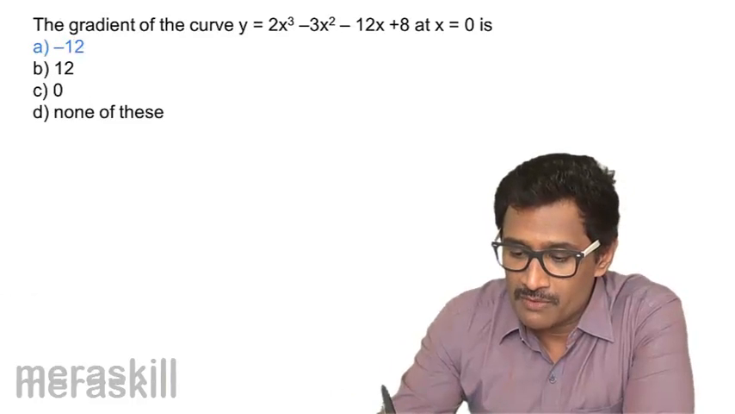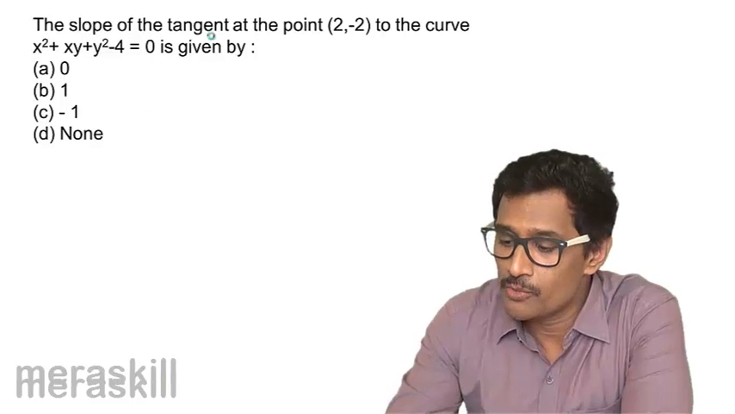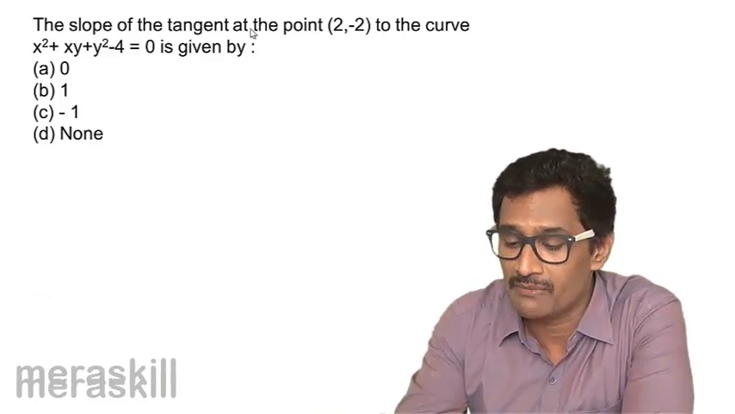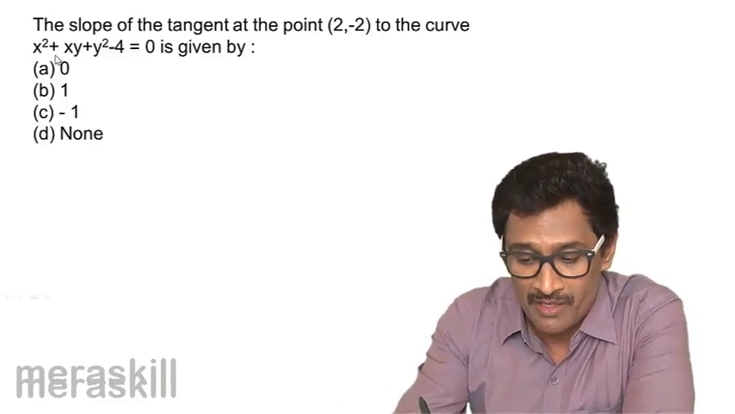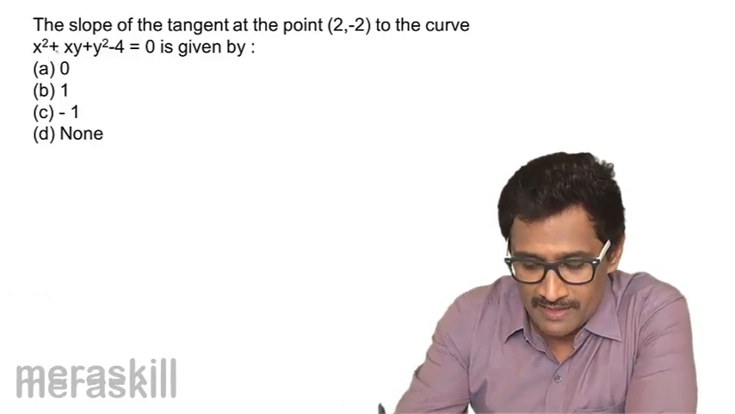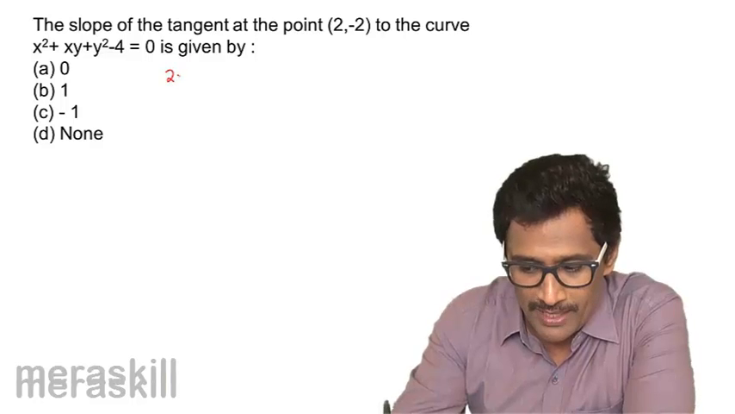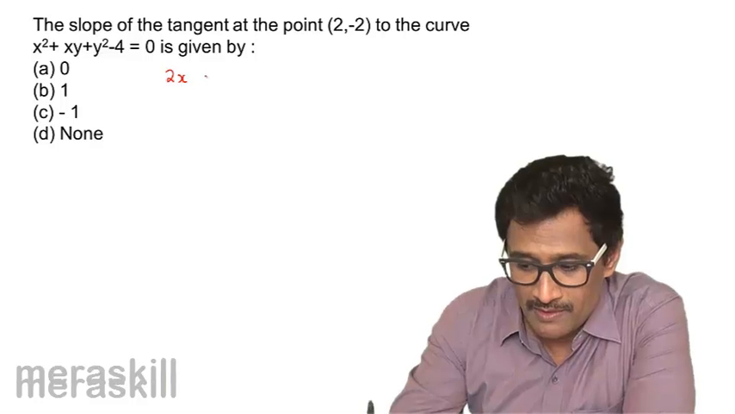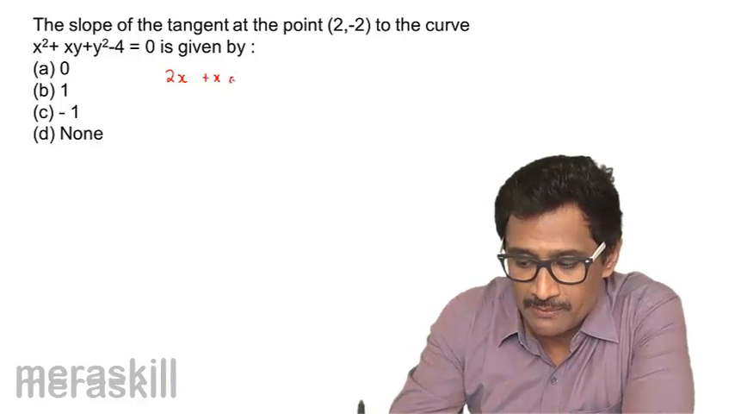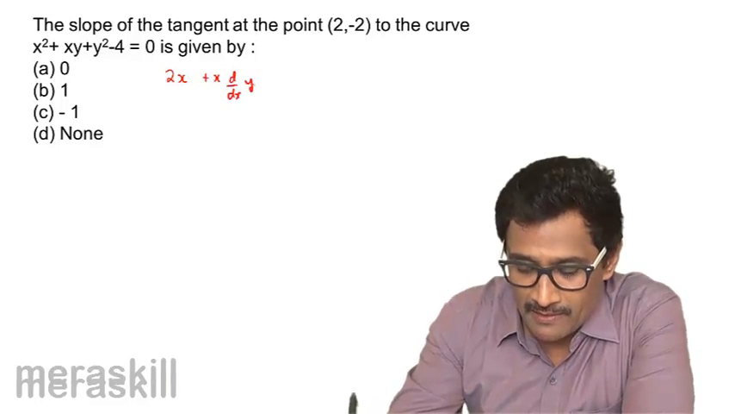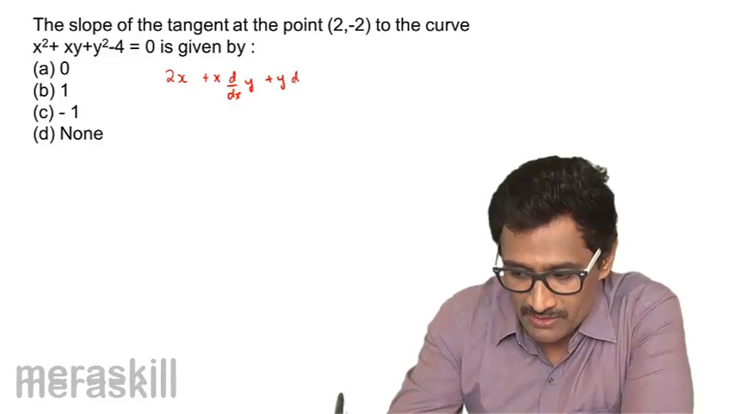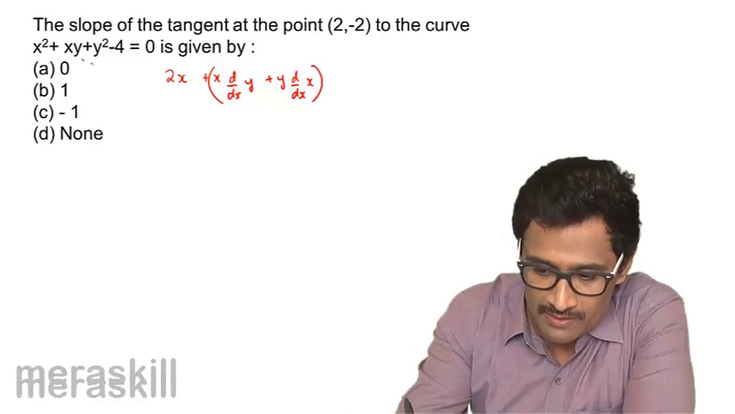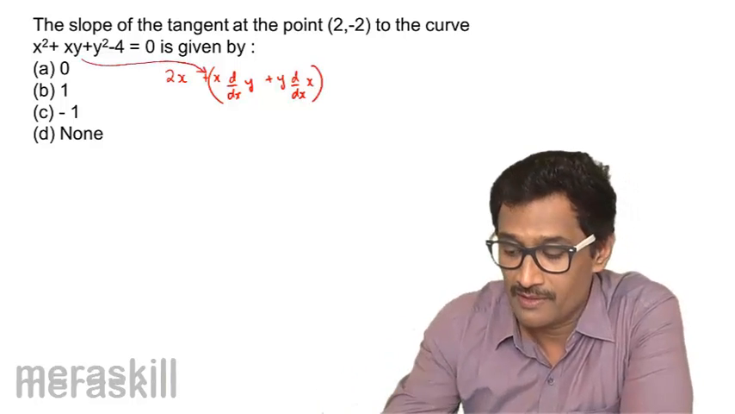The next problem goes somewhat like this. The slope of the tangent at the point 2 comma minus 2 to the curve. So it's just similar to the same thing. So we find d by dx. It's d by dx of x square, which is 2x. Then here you use the product rule, plus x into d by dx of y plus y into d by dx of x. So this is for this particular function.